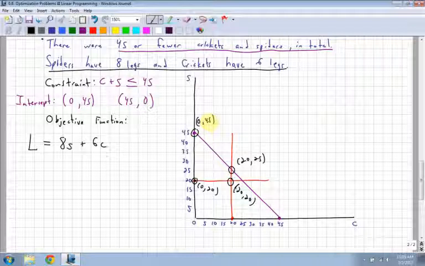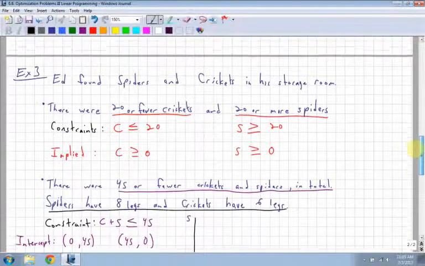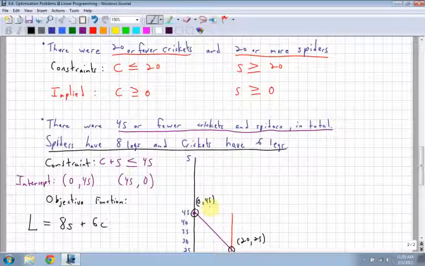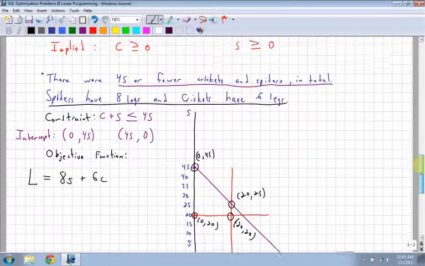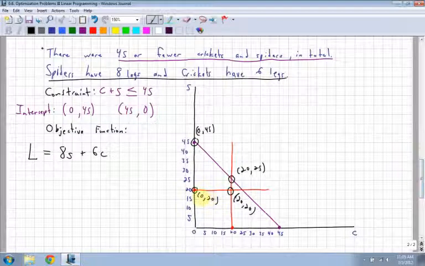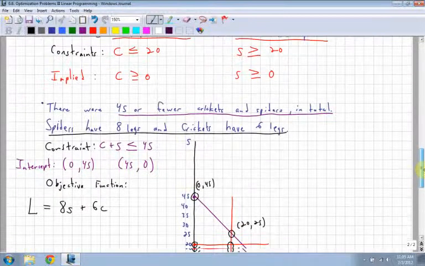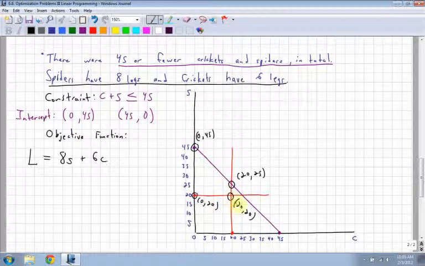0, 45. That means that I have no crickets and 45 spiders. Am I allowed to have no crickets? Yep, because it says less than or equal to. And am I allowed to have 45 spiders? Yep, because it's greater than or equal to 20. So 45 is fine. What about this one? 0, 20. No crickets? Yep, that's fine. 20? Yep, I need to have at least 20, but it can be equal to 20. That one, 20, 20?